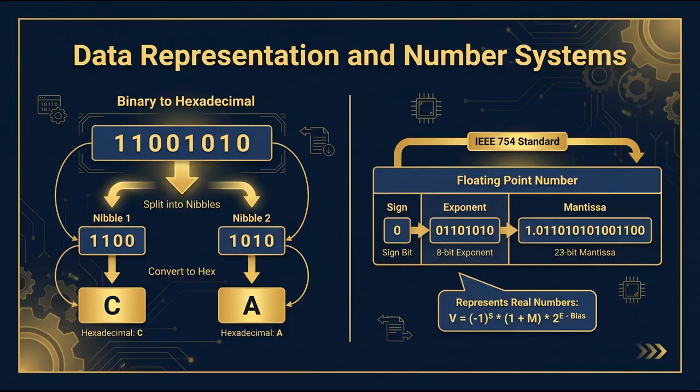Finally, for text, Unicode is preferred over the older ASCII because Unicode assigns code points for a far larger set of characters across many writing systems globally.